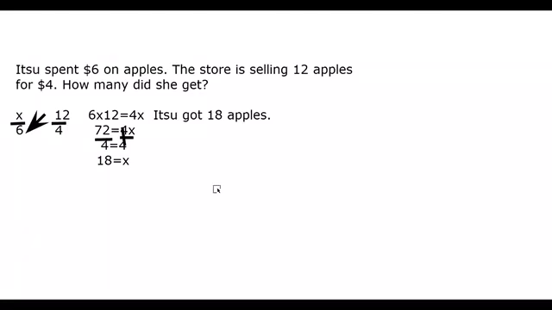So the last question says, Itzy spent $6 on apples. The store is selling 12 apples for $4. How many did she get? So the proportion is 12 over 4 and x over 6. So you just cross multiply again. 6 times 12 equals 4x, and then you get 72 equals 4x, and then again you divide by 4. 72 divided by 4 is 18, so Itzy got 18 apples for $6.